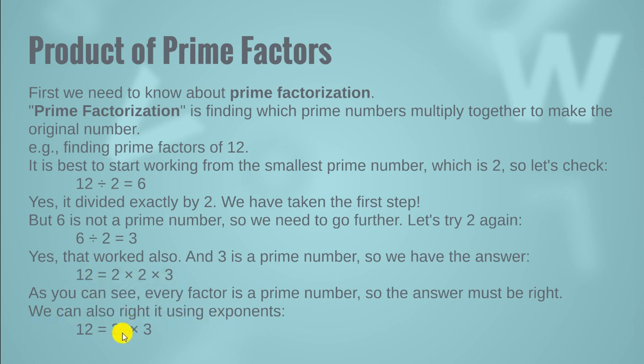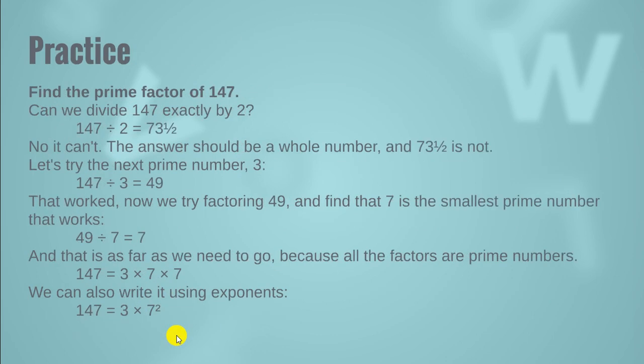12 is equal to 2 squared multiplied by 3. I hope you got my point. Here is a practice question. Find the prime factors of 147.